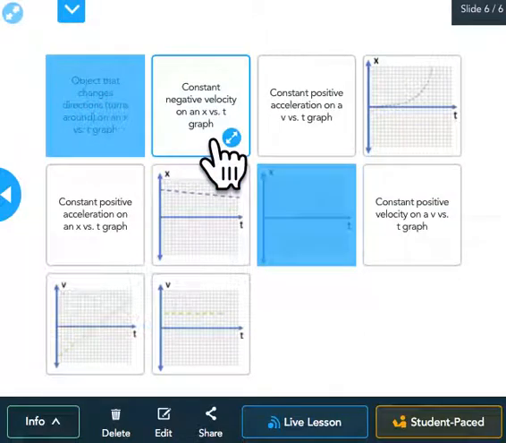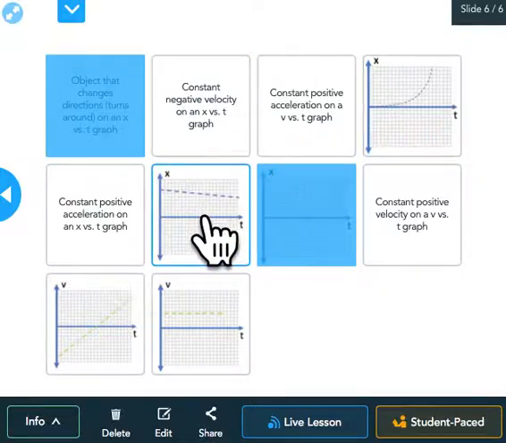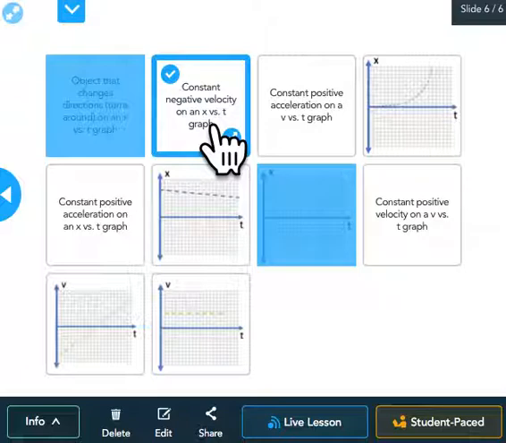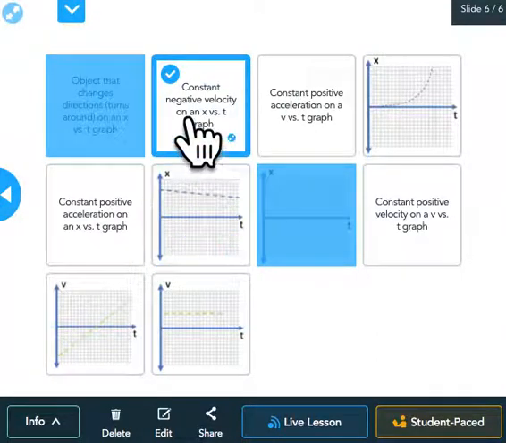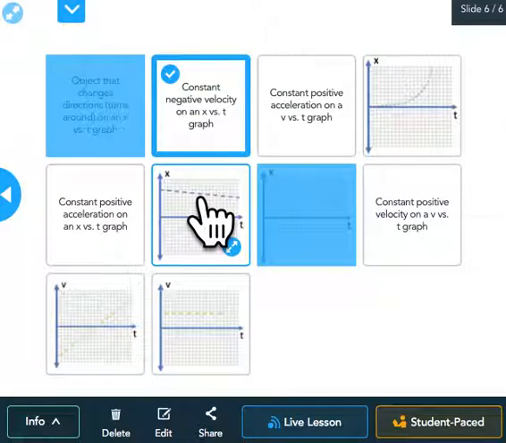A constant negative velocity on an x versus t graph. So these are the only two graphs I'm going to look at because they're the only x versus t graphs. So I want a negative velocity on an x versus t graph. This is an x versus t graph that is dropping from left to right, and the slope on an x versus t graph is velocity. This has a negative slope, so those two match.